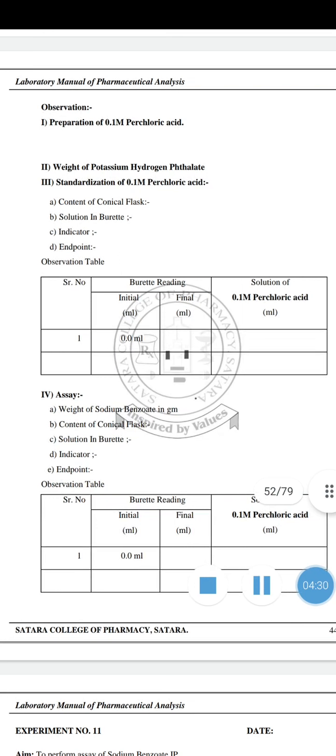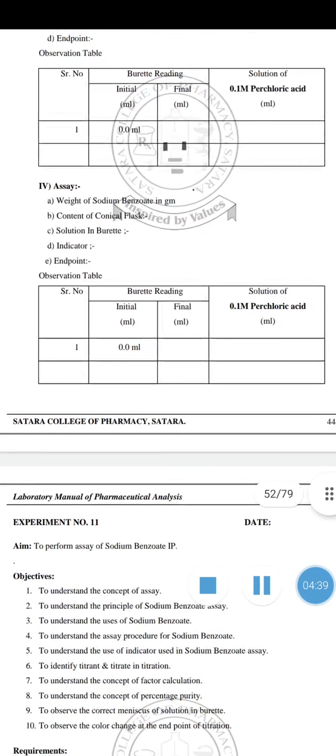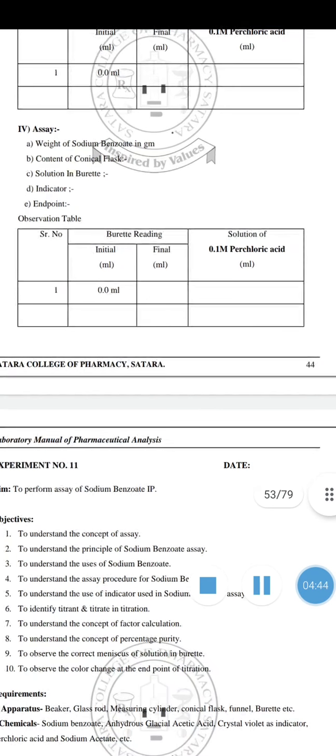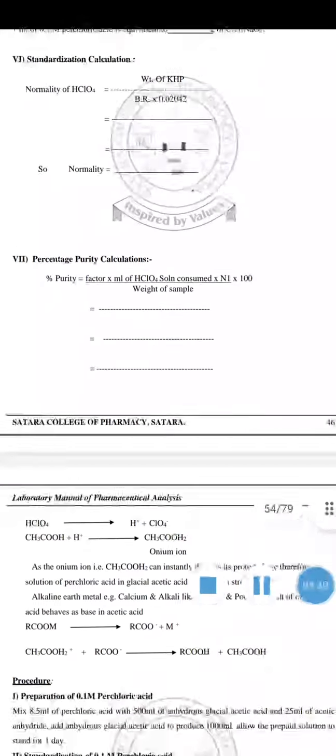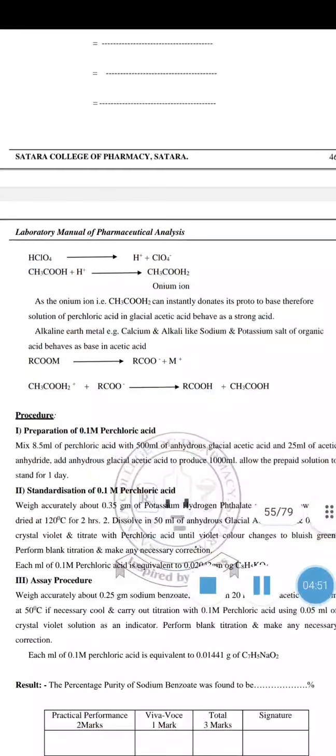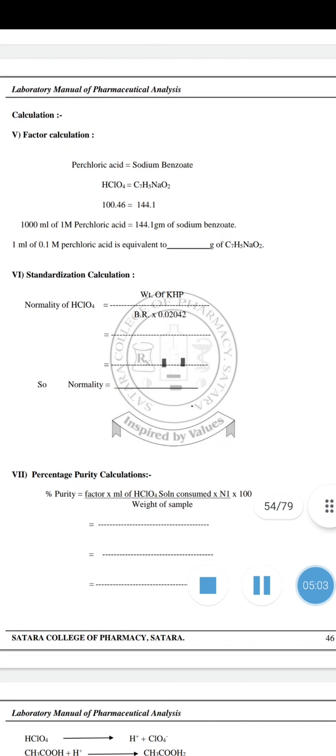This is the observation table for standardization of 0.1 molar perchloric acid. Then this observation table involves assay calculations, or burette readings, of the solution of 0.1 molar perchloric acid. This is the calculation part: factor calculation, perchloric acid equivalent to sodium benzoate, and the standardization calculation.